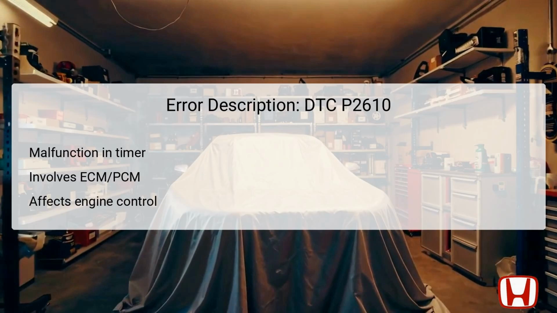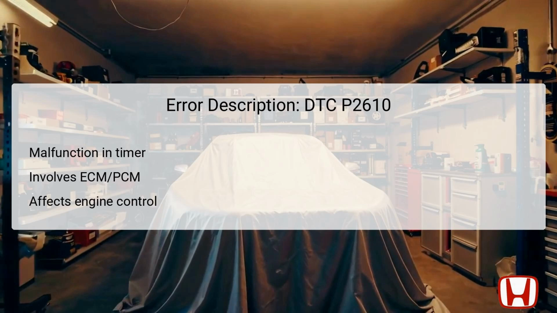The DTC P2610 signifies an issue with the internal timer of the Engine Control Module, ECM, or the Powertrain Control Module, PCM. The timer is crucial as it governs specific operations that occur when the ignition switch is turned off. Located within the ECM-PCM unit, this malfunction indicates that the module did not monitor or execute a critical procedure within the needed time frame.